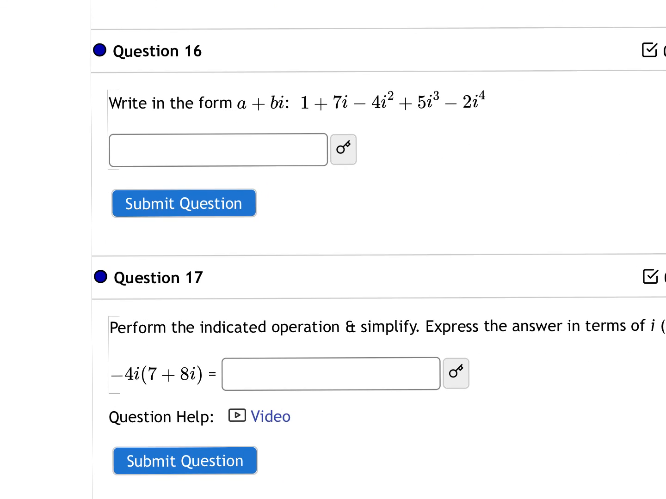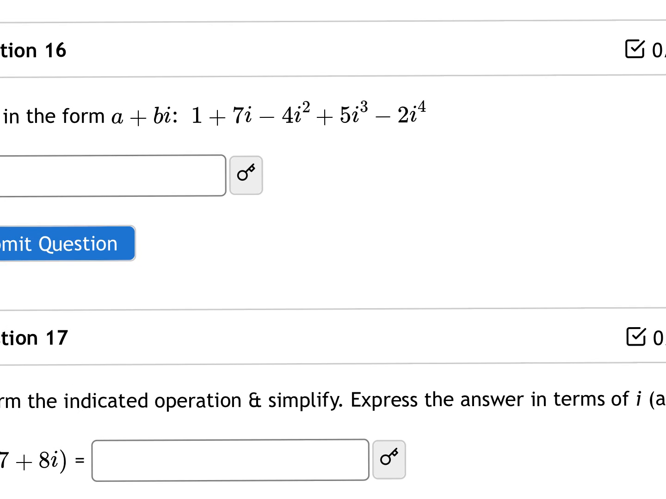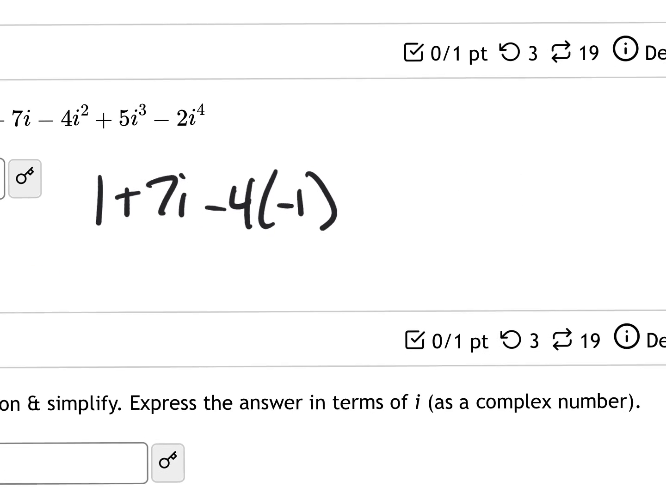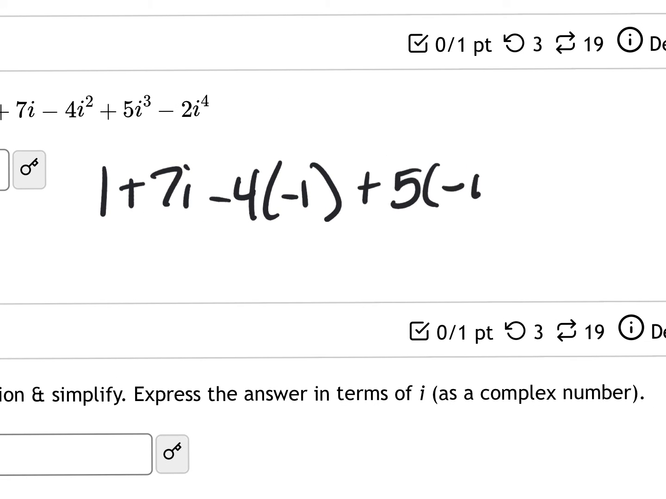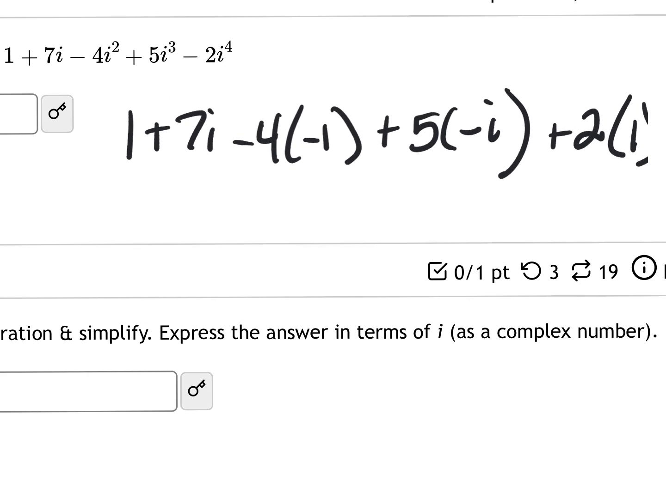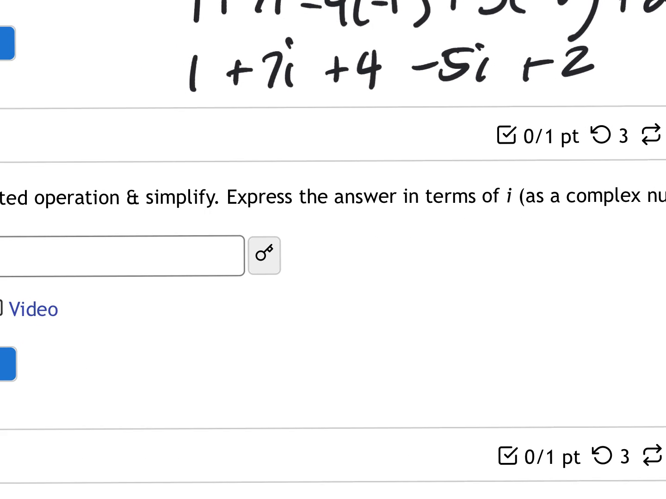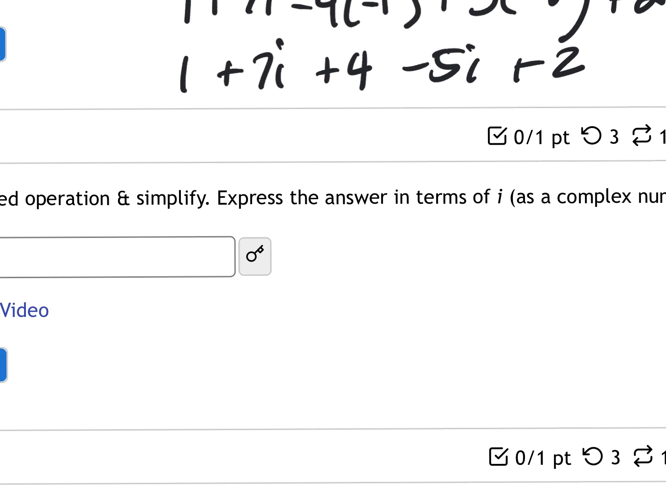All right. So we just want to convert this. 1 plus 7i minus 4 times negative 1 plus 5 times negative i plus i to the fourth is just 1, right? So this is 1 plus 7i plus 4 minus 5i plus 1. Collect like terms. That's 6, 7 plus 2i.